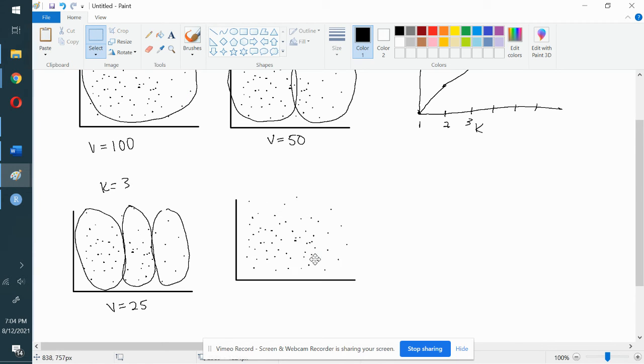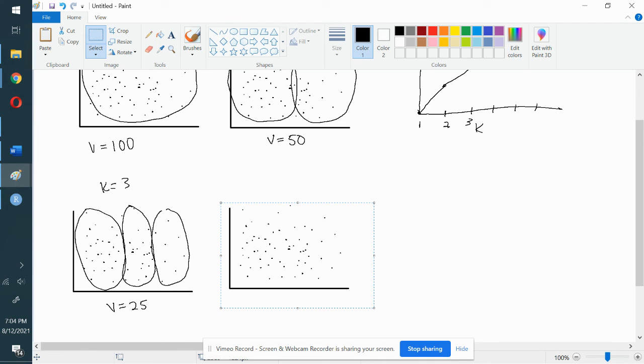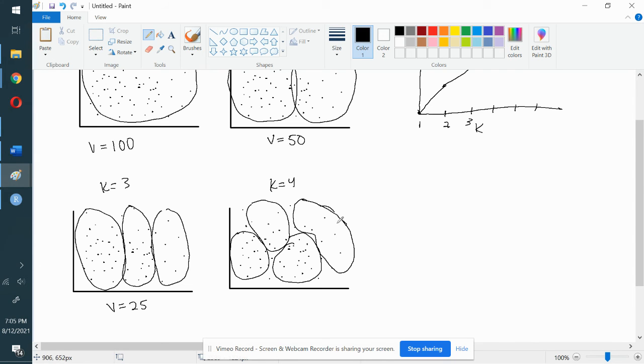I think you see where this is going now, but let's do number 4. Let's do k equals 4, so 4 clusters. Again, I'm just going to kind of draw these like this, and pretend that looked better. Let's say our variance actually didn't go down that much. Let's say it went down by 2 this time. So variance equals 23 now.